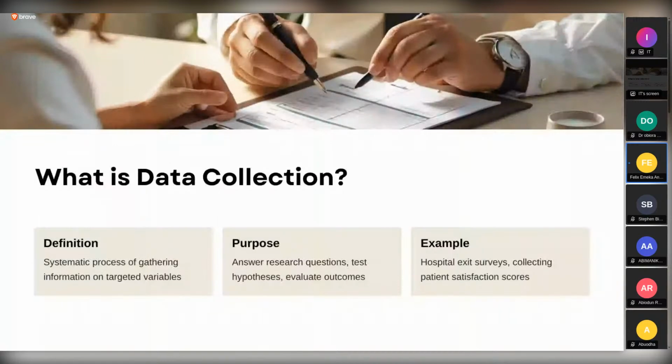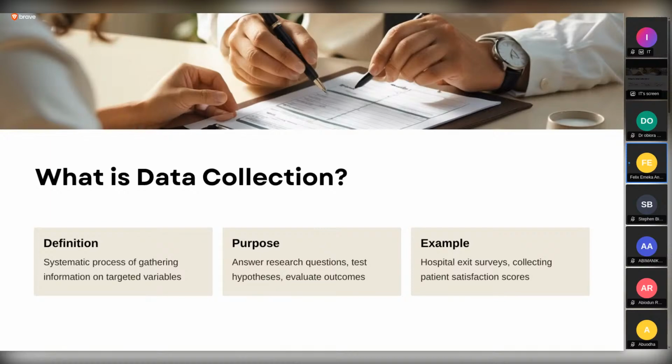So what is data collection? From the definition here, it says a systematic process of gathering information on targeted variables. That word systematic tells you it's not something you do haphazardly. It's not something you do anyhow. Systematic simply means there's a pattern, there's a process, more like an SOP, a standard operating procedure, in how these things are done.